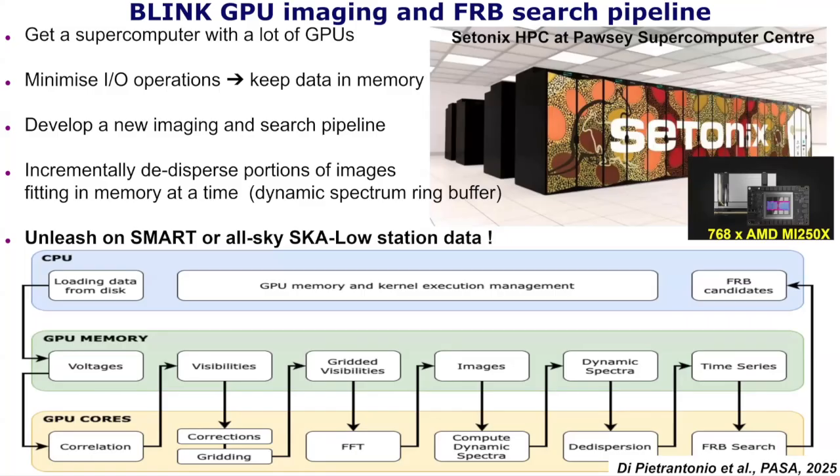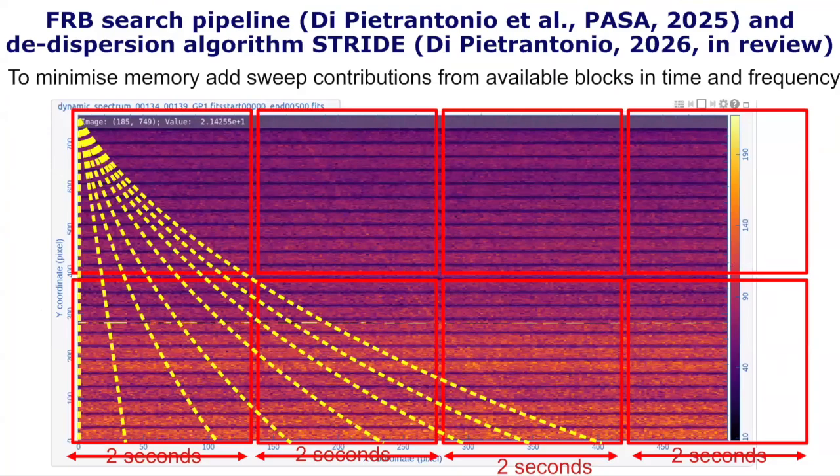So maybe I don't have much time left, so I briefly highlighted the imaging pipeline itself that was published last year. And this year, Christian created a new algorithm to tackle this problem that I mentioned, that we can't keep half a terabyte of dynamic spectra in memory. So what we do is basically we produce images. What we want to achieve is the dispersed time series.